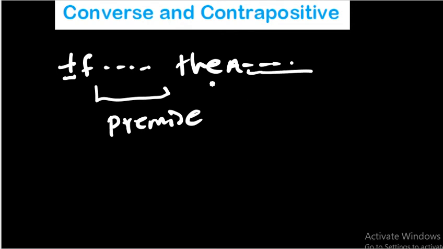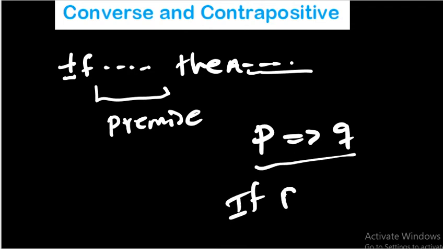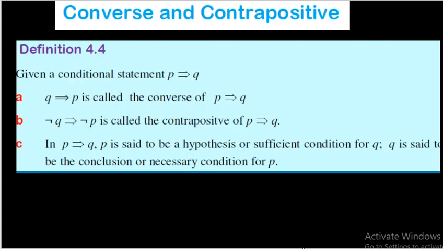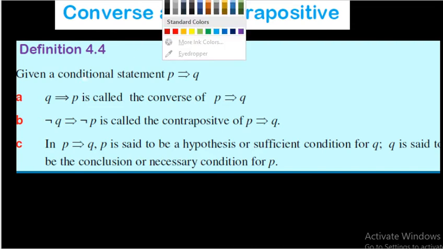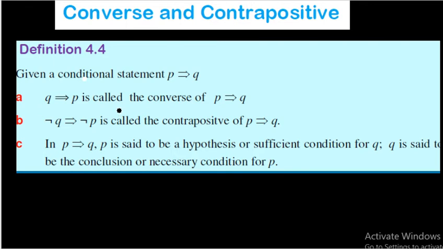So when you are discussing converse and contrapositive, it's all about the implication part, like P implies Q. What is the converse of P implies Q, and what is the contrapositive of P implies Q? As I said before, it is the same as if P then Q. So let us see the definition. If a conditional statement P implies Q is given to us, we can have the converse and contrapositive of it.